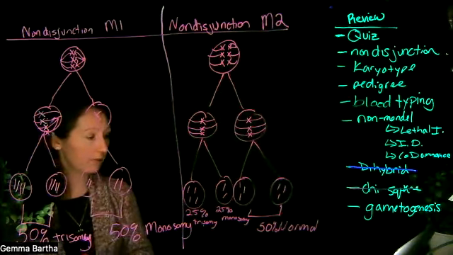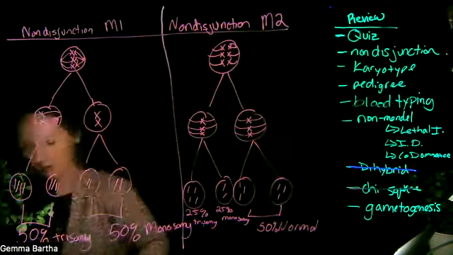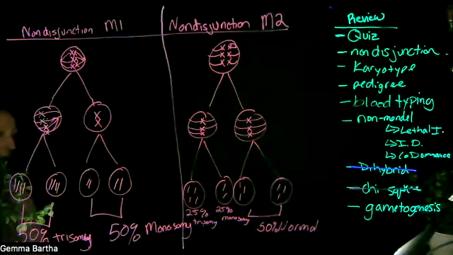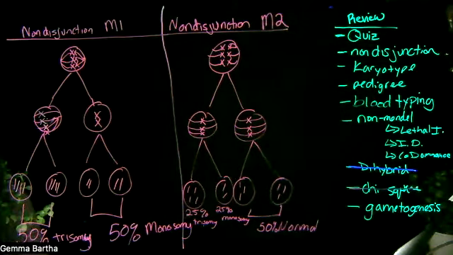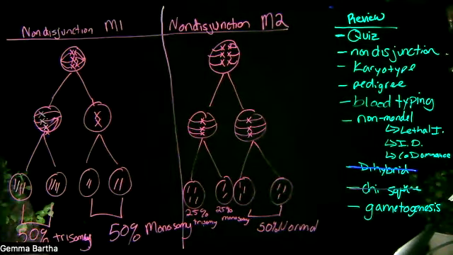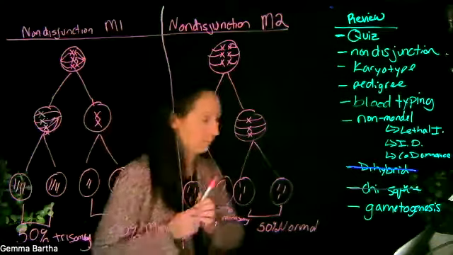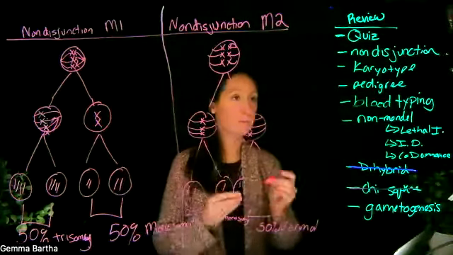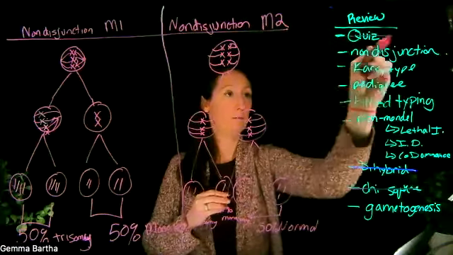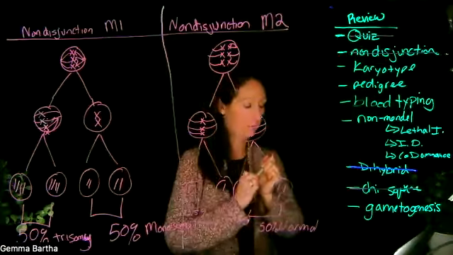Can everybody see that okay? I'm going to completely move out of your way just so that you can see it big. Does anybody have any questions about non-disjunction and how it is different in meiosis 1 and meiosis 2? Awesome.